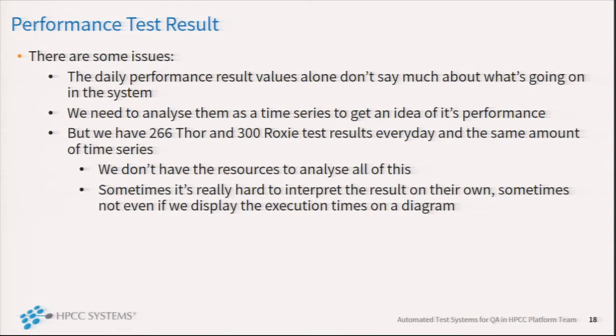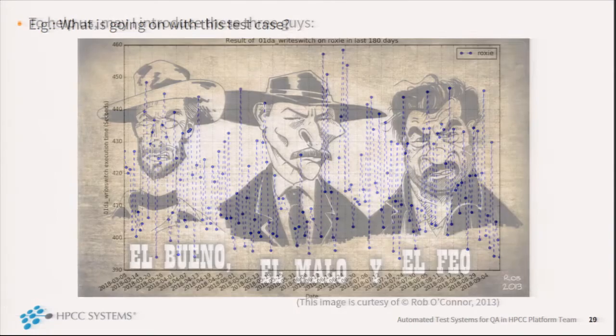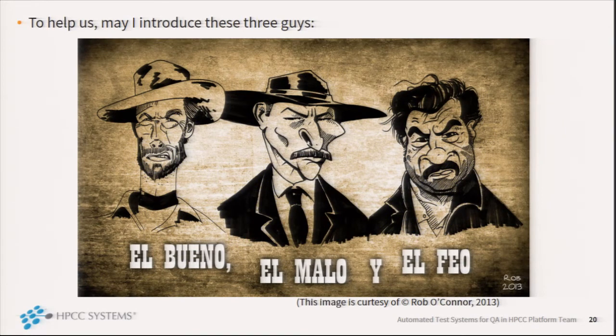Okay, question: why not put it in a diagram? That's a real result. What's going on? Who knows? Really, who knows? Okay, we need help. And the help is the good, the bad, and the ugly. The 50-year-old Western movie. Yes, I like it. Why do we need these three guys?